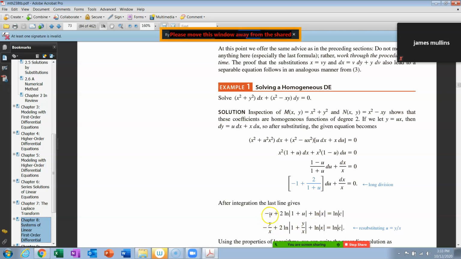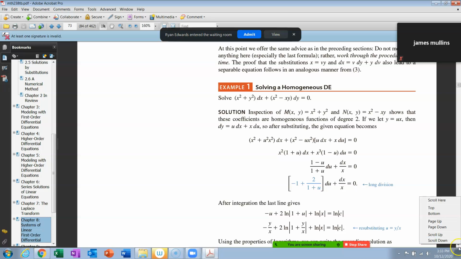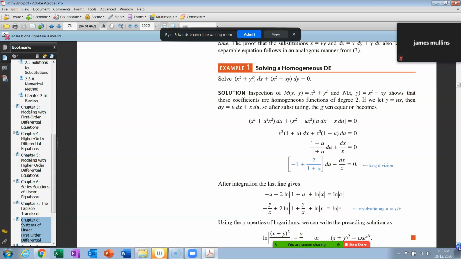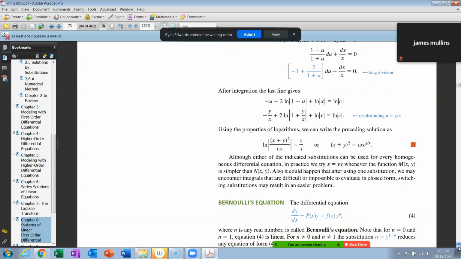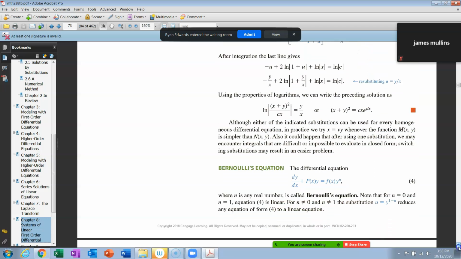Okay, well, this u is from up here, u is equal to y over x. So you put the minus y over x here, plus 2 times the log of 1 plus y over x, plus the log of x is equal to log of c. And again, they're making the constant a log. Yuck. Okay. Now is where they use the property of logarithms.